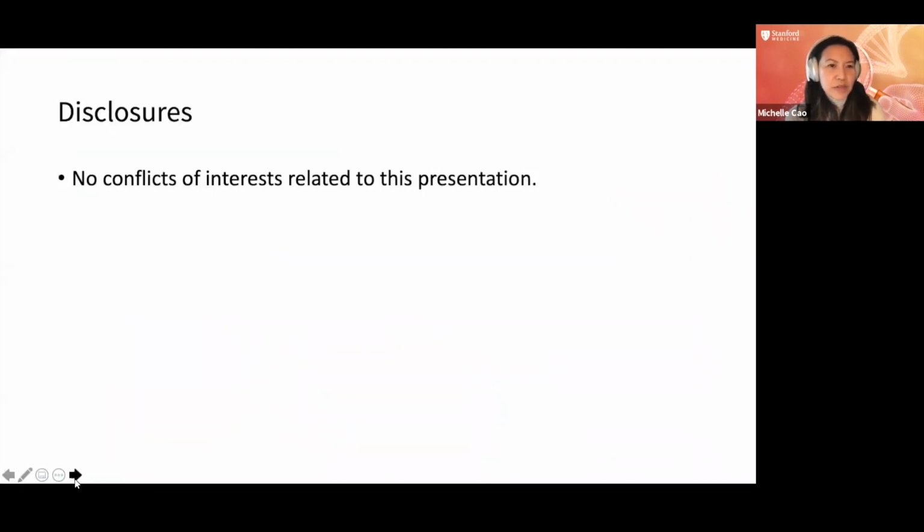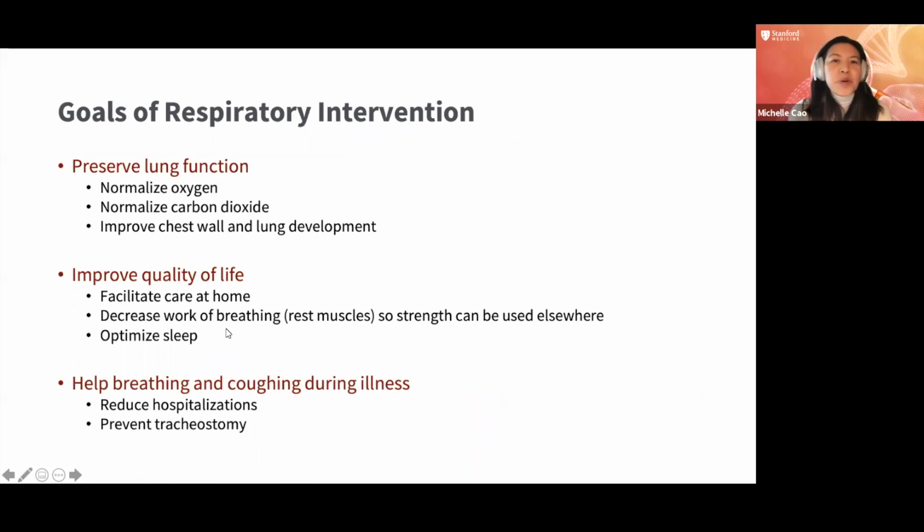I have no disclosures. The goals of respiratory intervention include three main pillars. The first one is to preserve lung function. This is to normalize oxygen levels in the blood as well as carbon dioxide, and also to improve chest wall and lung development. The second pillar is to improve quality of life, and this is to facilitate the care at home, to optimize sleep, and to decrease the work of breathing, meaning to rest the muscle so that strength can be used elsewhere. And last but not least, to help breathing and coughing during illness. This can help reduce hospitalizations as well as prevent tracheostomy.